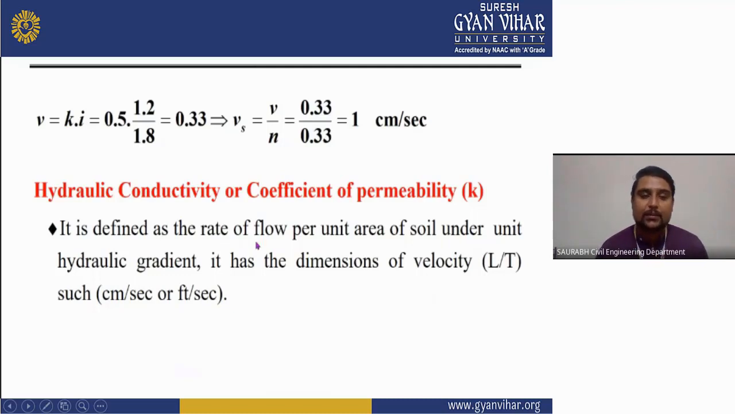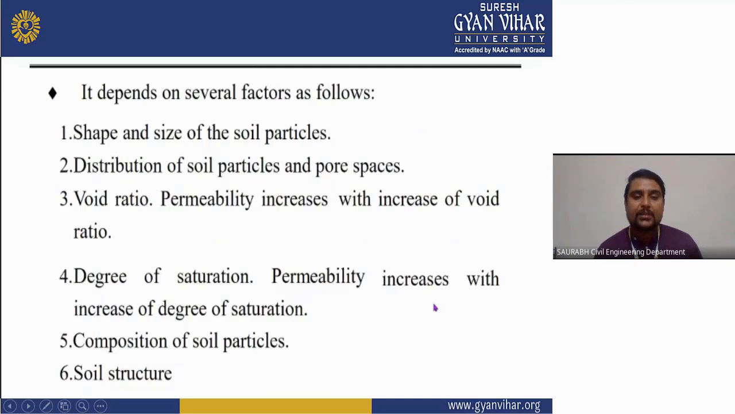There is also hydraulic conductivity, or coefficient of permeability, which we represent by K, and it is defined as the rate of flow per unit area of a soil under a unit of hydraulic gradient. It has the dimension of velocity, which is L by T, and the unit will be centimeters per second, and we can also calculate it in feet per second. It depends on several factors as follows.